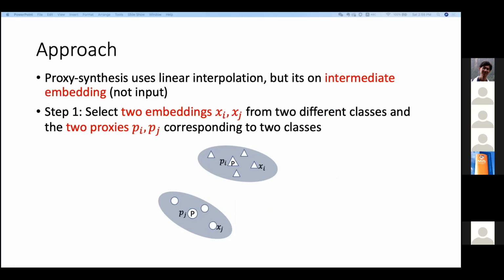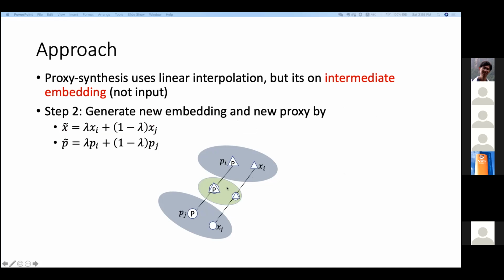Proxy synthesis also uses linear interpolation, but it's on the intermediate embedding, not on the input. Step one is they select two embeddings, Xi and Xj, from two different classes. And also they can get the proxies corresponding to the two classes. Step two is they will generate a new embedding by doing linear interpolation and also generate a new proxy. So here the mixup coefficient should be the same.